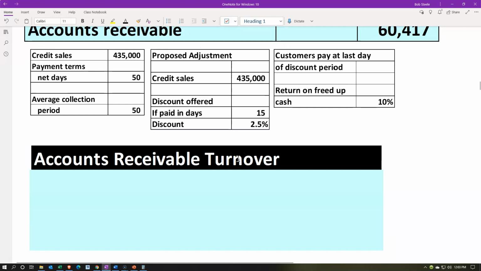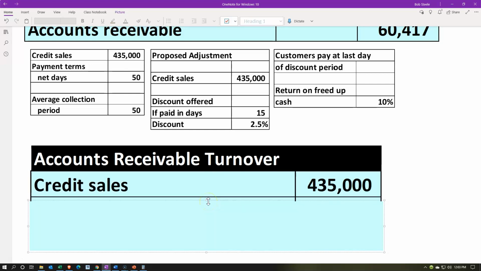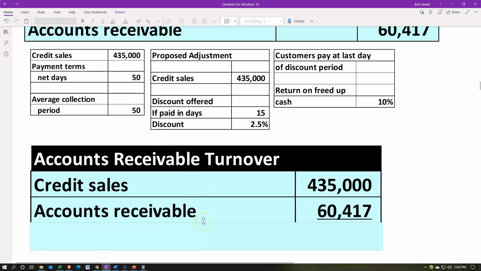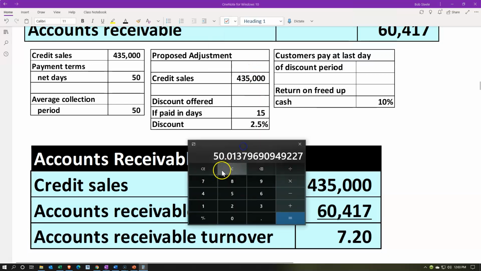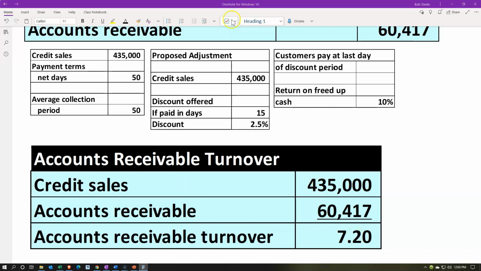Then we have the accounts receivable turnover, something that we can now calculate to compare and contrast how our turnover is compared to prior standards or industry standards. We're going to take the credit sales, the 435, and the accounts receivable, the 60,417 that we had calculated, and divide them out. Once again, remember, there will be rounding involved here. So we have the 435,000 divided by the 60,417. That's going to give us about the 7.20. That's our starting point.